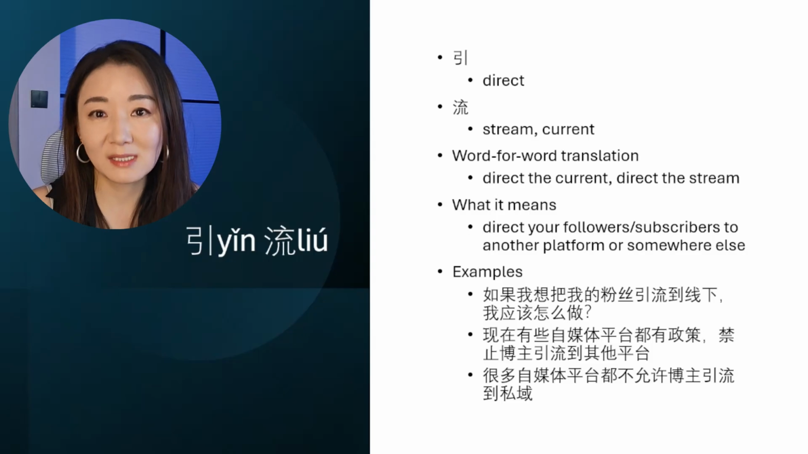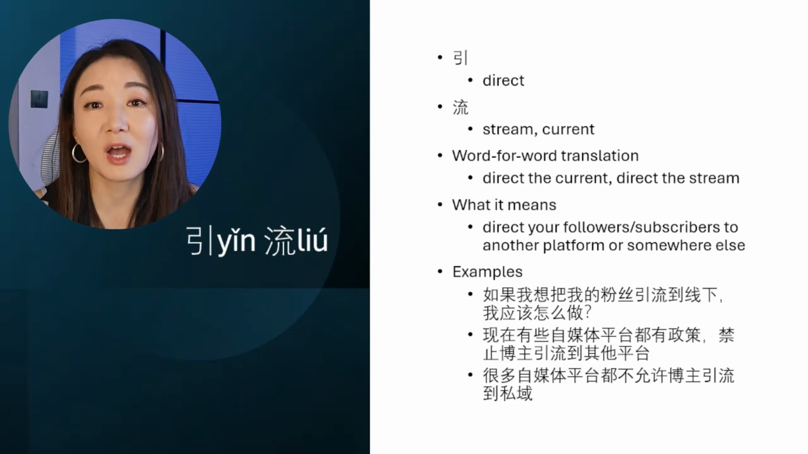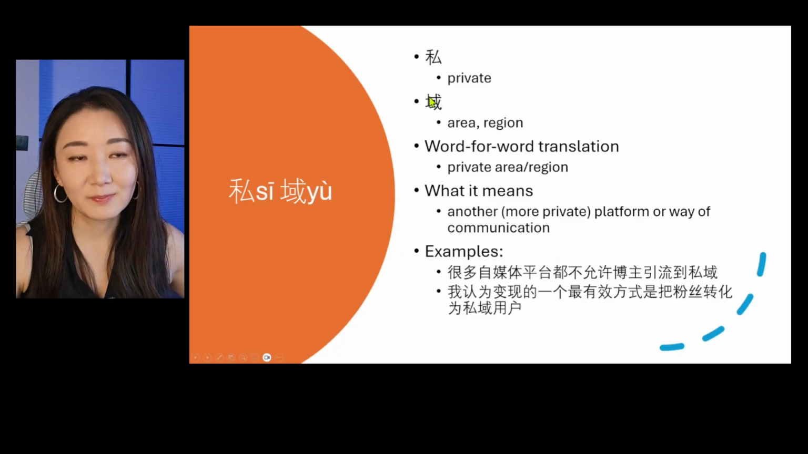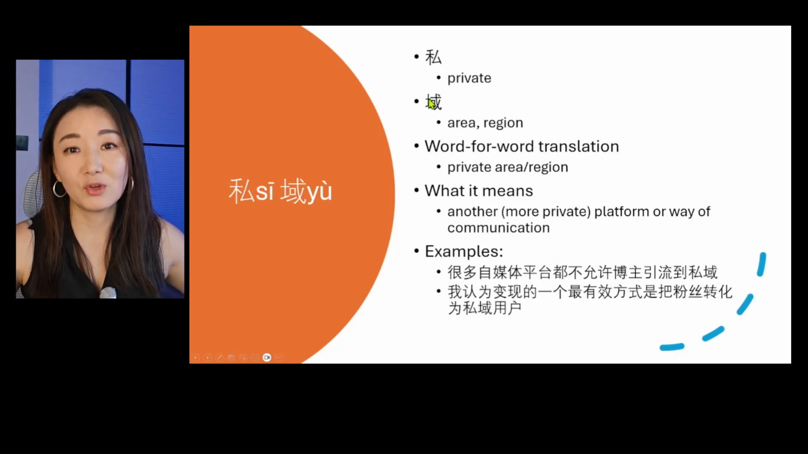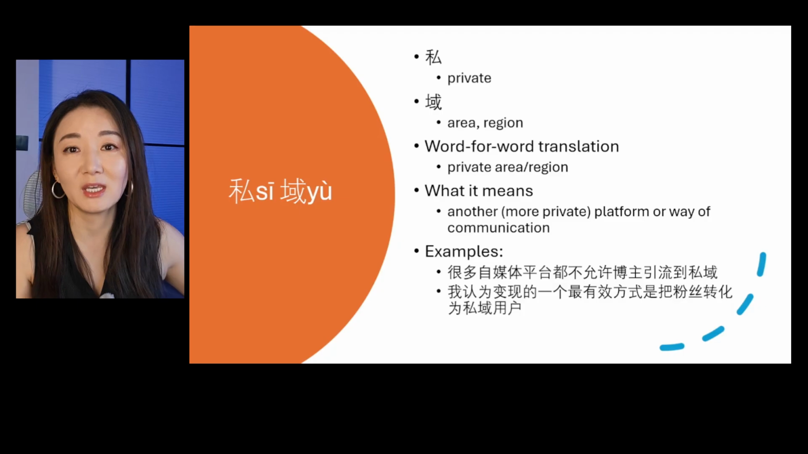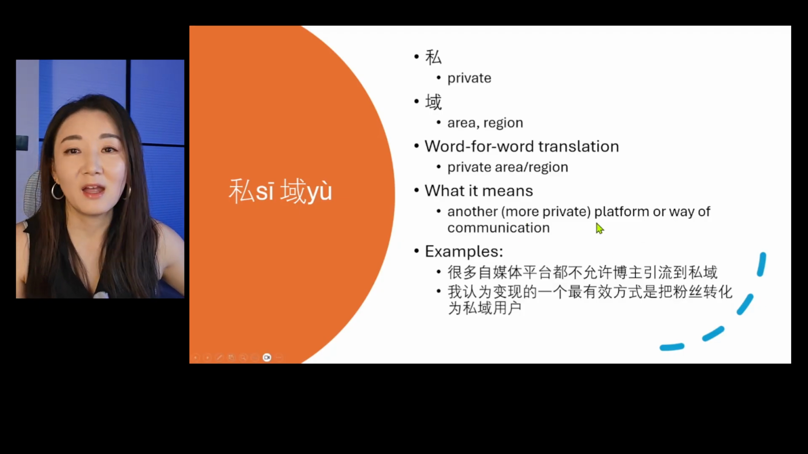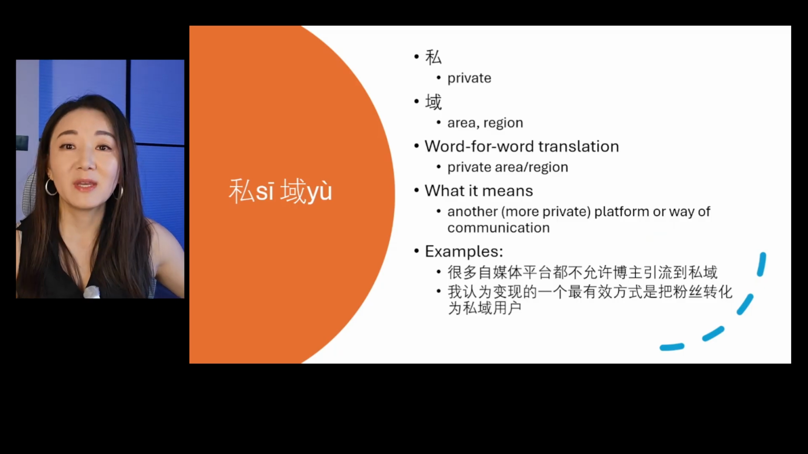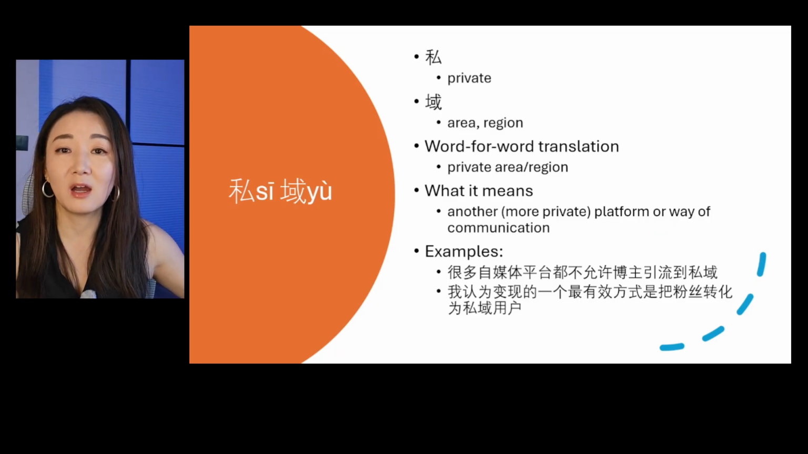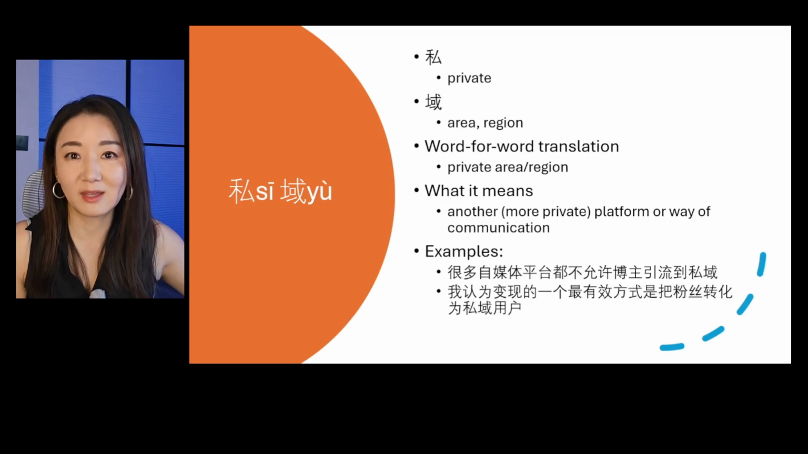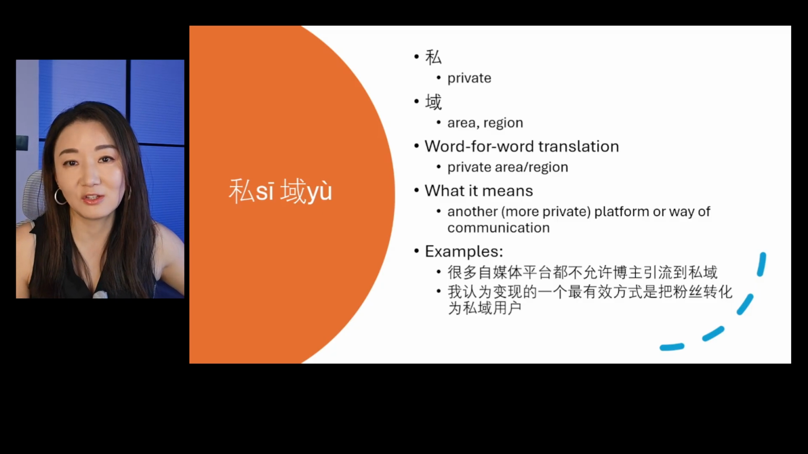If you don't understand what 私域 means, don't worry, we'll talk about it next. 私域, 私 private, 域 means area or region. So word for word translation means private area, private region. What does it mean? I think you already guessed it. It means another more private platform or way of communication. Because these social media platforms are unreliable, they might shut you down overnight. That's why you have to direct them to a more private way of communication.